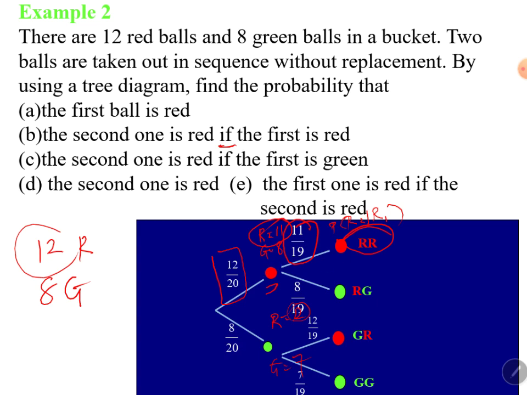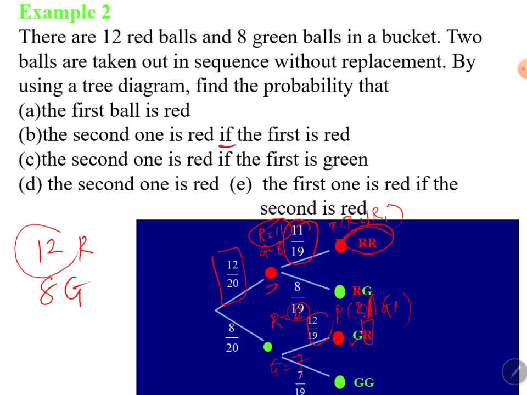And for question C, the second one is red if the first is green. The second one is red given the first is green. So directly it is equal to 12 over 19, because this is the probability of red given green has happened. Red 2 where green is 1.